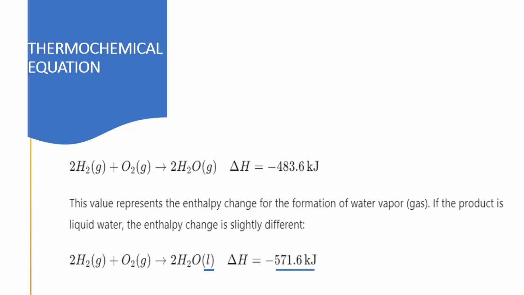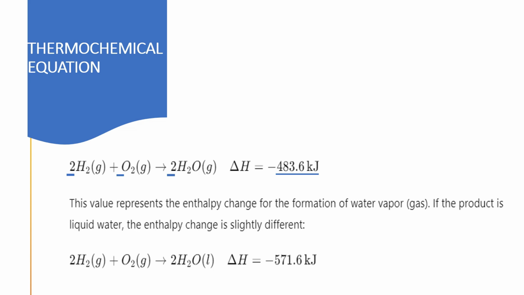In this example of a thermochemical equation, hydrogen reacting with oxygen to form water, you need to have 2 moles of hydrogen and 1 mole of oxygen. So when there is no numerical coefficient on the left of the substance, it is understood as 1. It will form 2 moles of water and the enthalpy change is negative 483.6 kilojoules. So it is negative, it means it is an exothermic reaction.